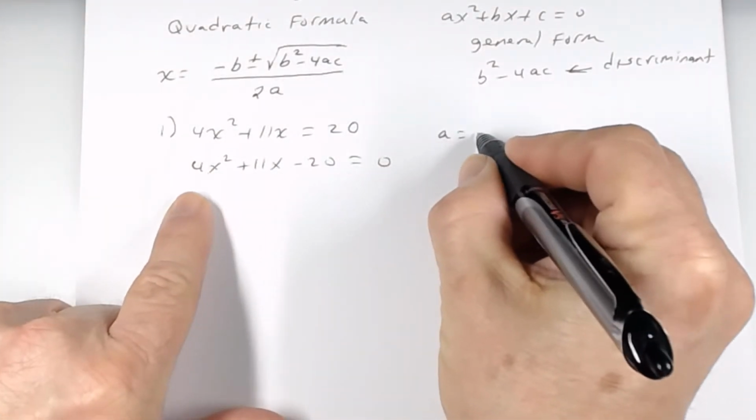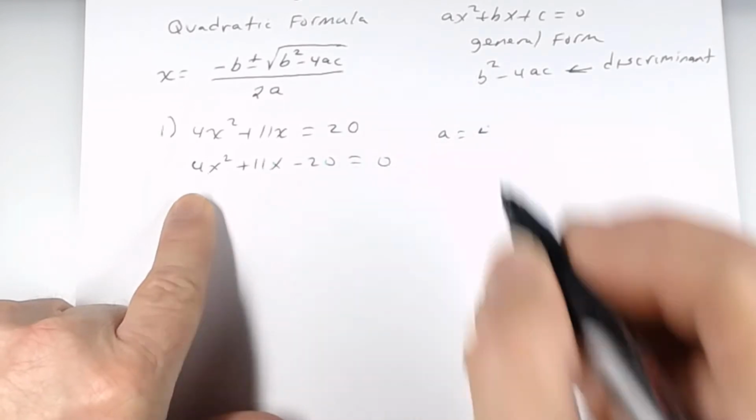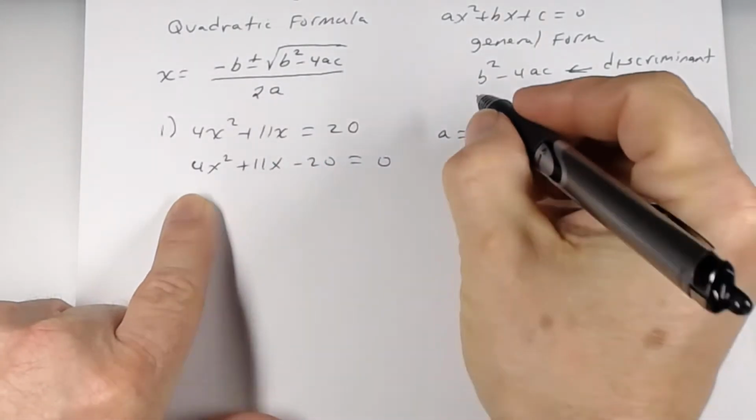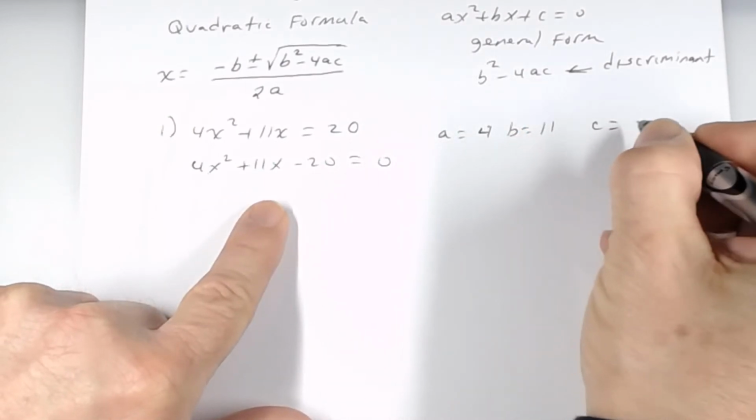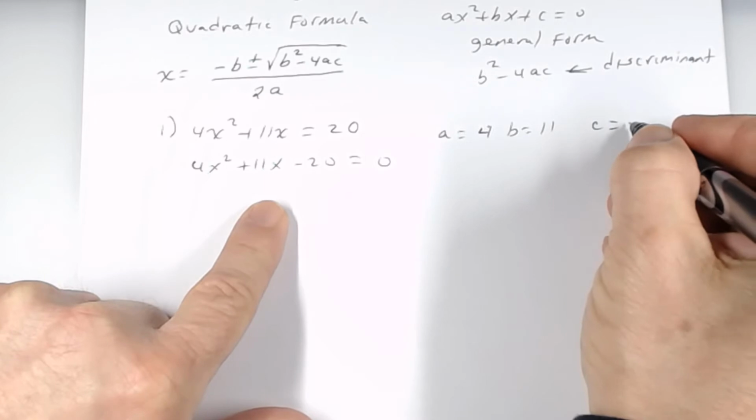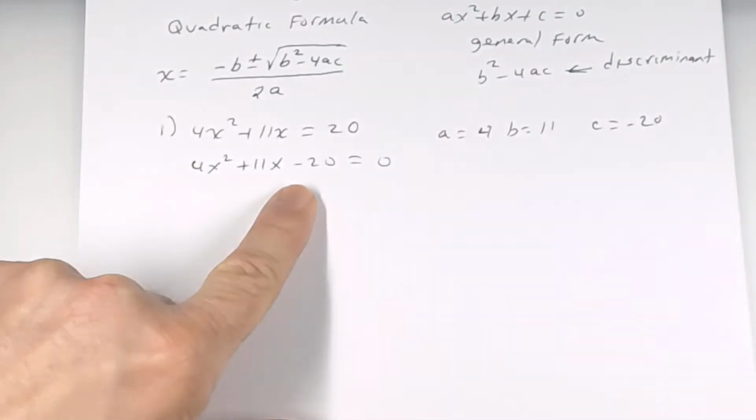Once you get in general form, then you denote a, b, and c. So a is what? 4x? No, a is a coefficient. 4. B is the coefficient of x, 11, and c is your constant, negative 20. It's not 20, it's negative 20, because that term's really a negative 20.